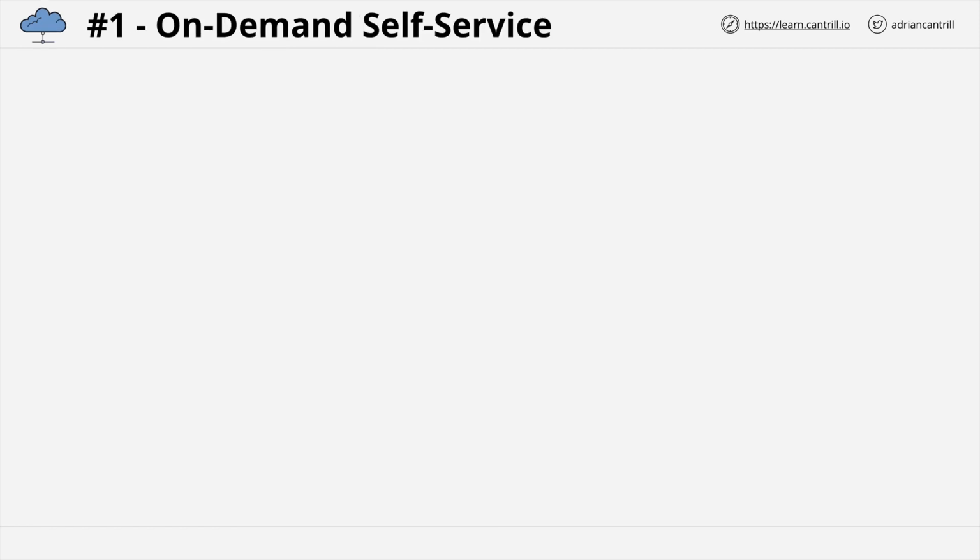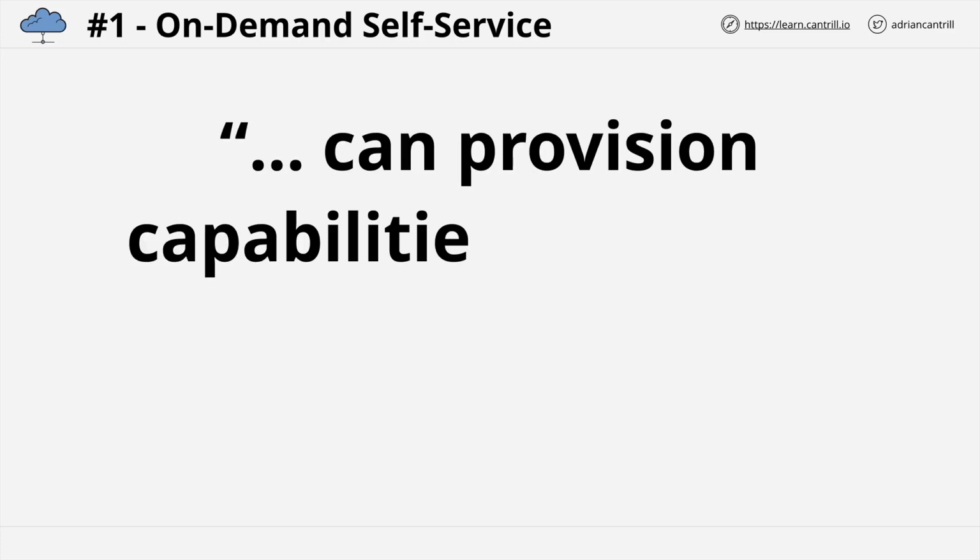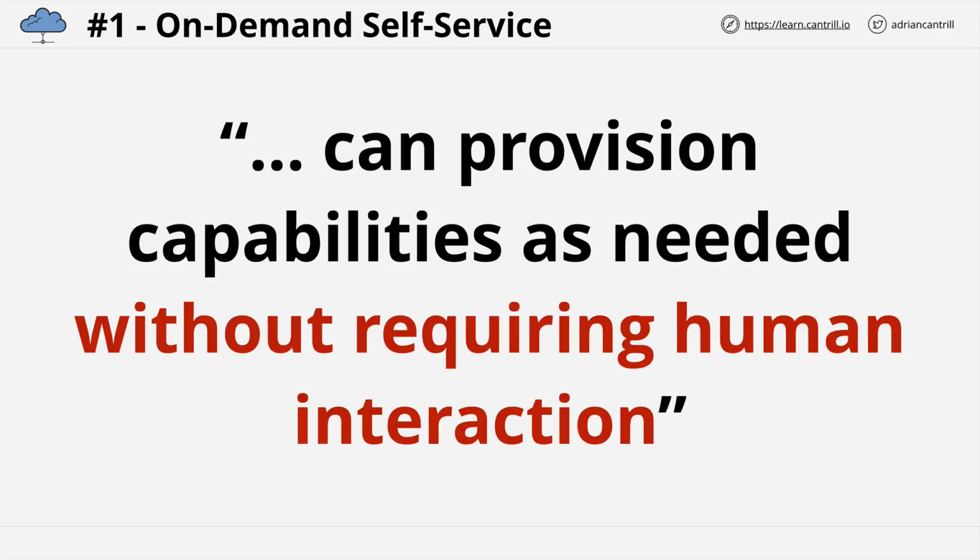Essential characteristic number 1 is on-demand self-service, and the NIST document defines this as a consumer can unilaterally provision computing capabilities such as server time and network storage as needed automatically without requiring human interaction with each service provider. Now, I've simplified this as you can provision capabilities as needed without requiring human interaction. And I've highlighted the important part, without requiring human interaction. In this context, capabilities just means features or products, so this can include virtual machines, storage, databases, or networking.